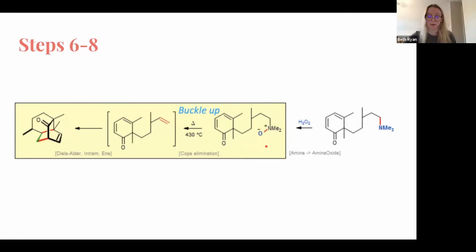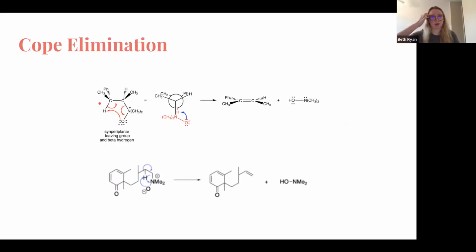And then this next step, where Scott wrote "buckle up," is called a Cope elimination, and they heat it really, really hot, 430 degrees Celsius. And then the one afterwards is a Diels-Alder. So here is an example of the Cope elimination.